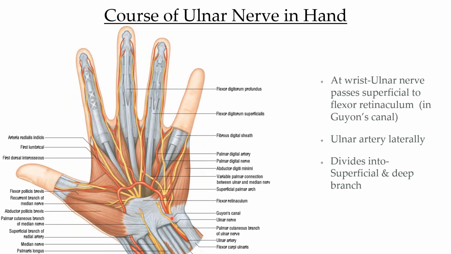However, the ulnar nerve passes deep to a ligament called the volar carpal ligament, and deep to this ligament we have a named canal, which is Guyon's canal. Inside Guyon's canal, the ulnar nerve divides into its terminal branches. One is the deep branch and the other one is the superficial branch.